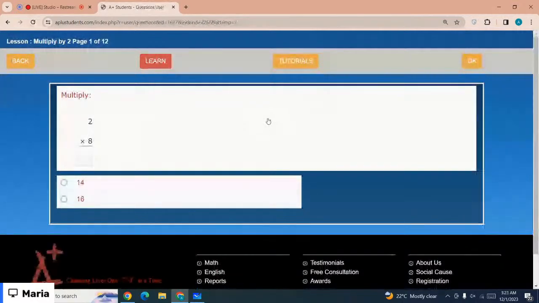The first one is 2 times 8, which is the correct option? Yes, basically that is counting by twos. Whether you count by 2 or use the multiplication table, the concept is the same. Very good. The correct option is 16. 2 times 8 equals 16.